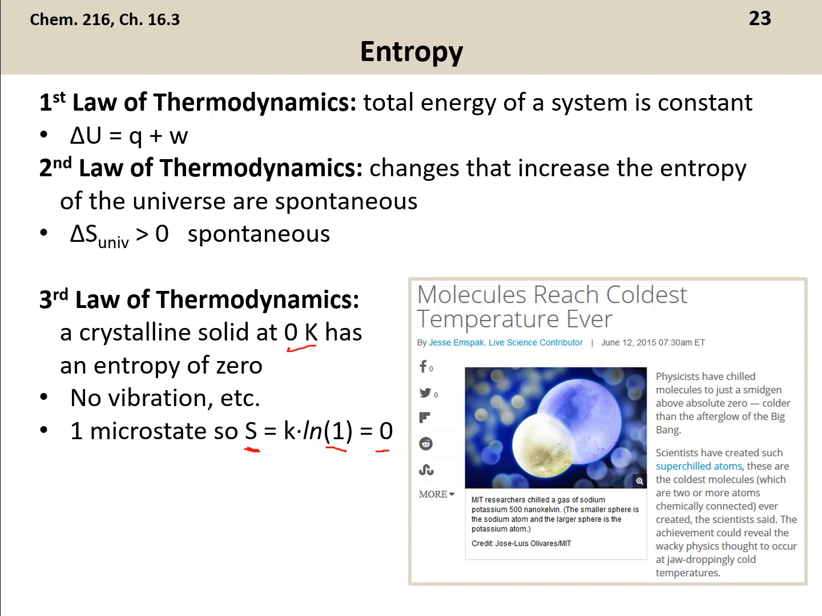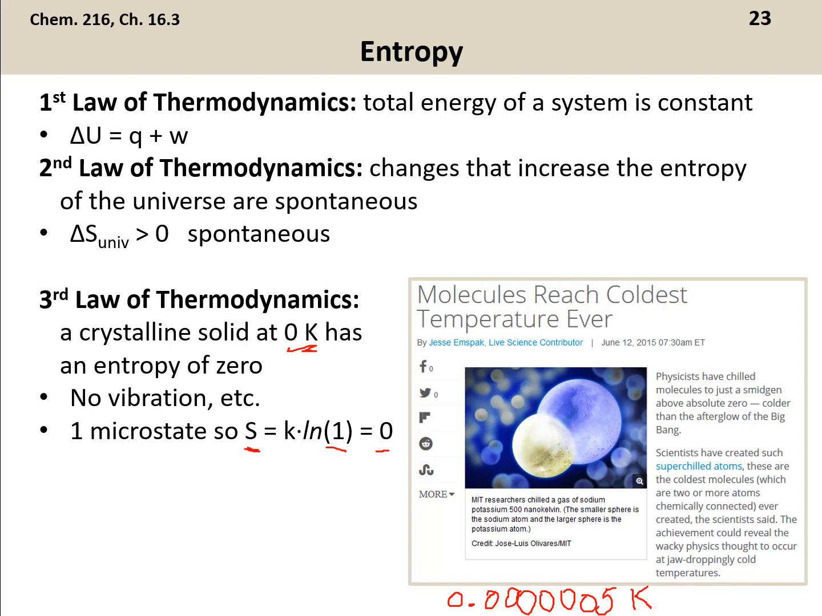By the way, have we ever gotten to 0 Kelvin? No. The lowest it's ever gotten is 500 nanokelvin, that's 0.0000005 Kelvin. That's really cold, but not quite 0. In fact, it may not even be possible to get to exactly 0 Kelvin because that may be physically impossible.